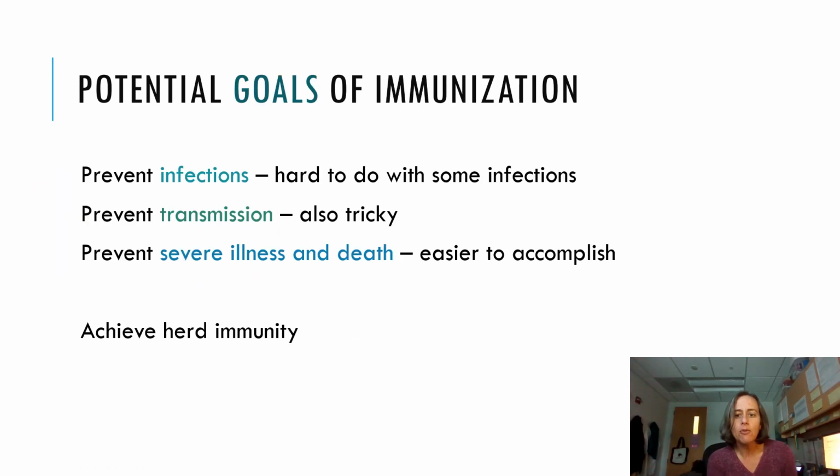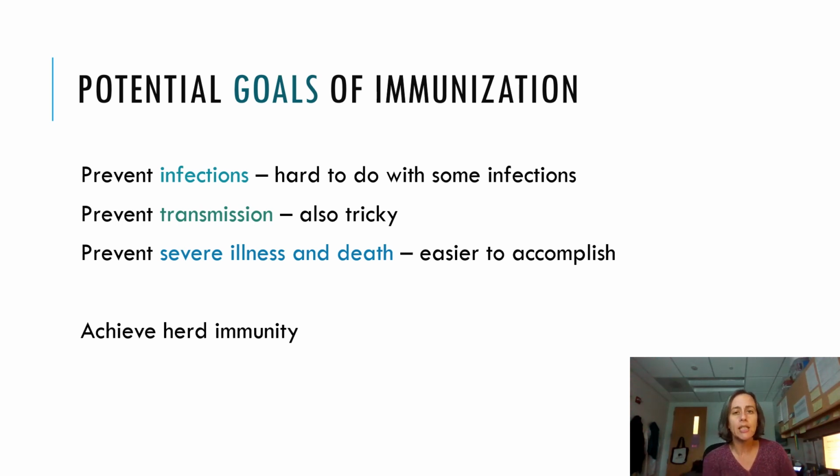So when it comes to our goals for immunization, we have different goals, right? There are several different things we can hope to achieve. We can hope to prevent infections entirely, right? That would be the dream, right? We'll just prevent you from ever getting this germ at all. Your body will be able to fight it off. You won't get sick at all. You won't be able to give it to other people, right? Preventing transmission.